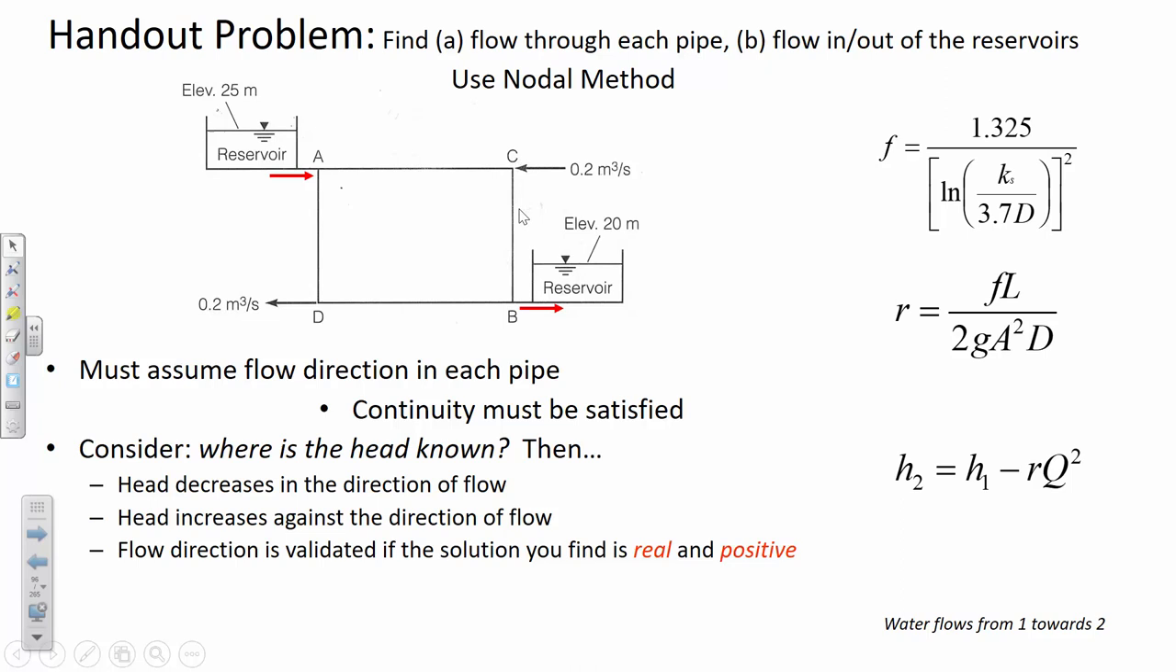And you solve for the flow rate through each pipe, and you know it's valid if the solution you get is real and positive, meaning that the flow rates aren't negative when you solve your two equations. And also, you have to keep in mind that the continuity has to be verified. And if your solution for the flow rate through each pipe isn't real and positive, then you have to make a change in your assumed flow direction and try again.